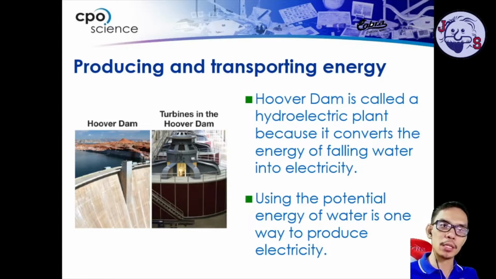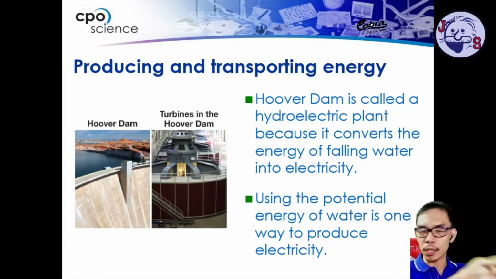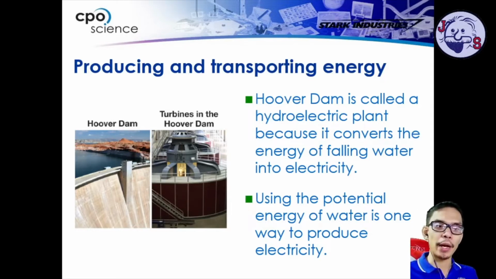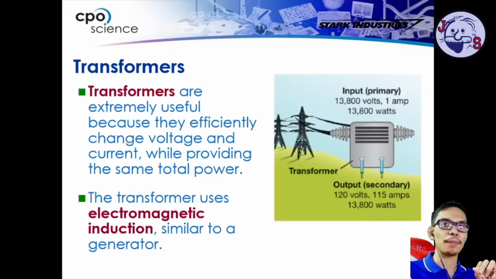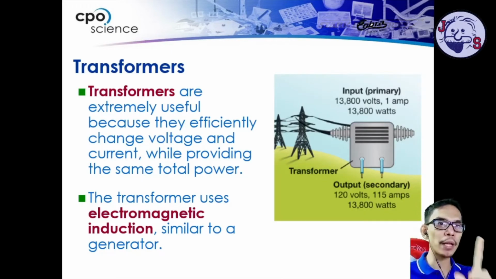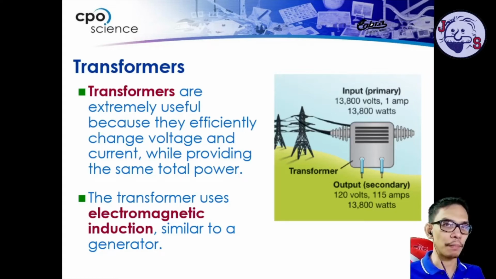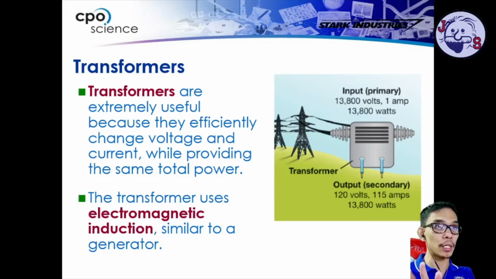Now, what about its counterpart, which is the transformer? The transformer is similar to your electric generator because it uses electromagnetic induction, but it doesn't create electricity. The difference between a transformer and a generator is that the generator produces electricity, while the transformer doesn't produce electricity, but it converts electricity into something more useful.